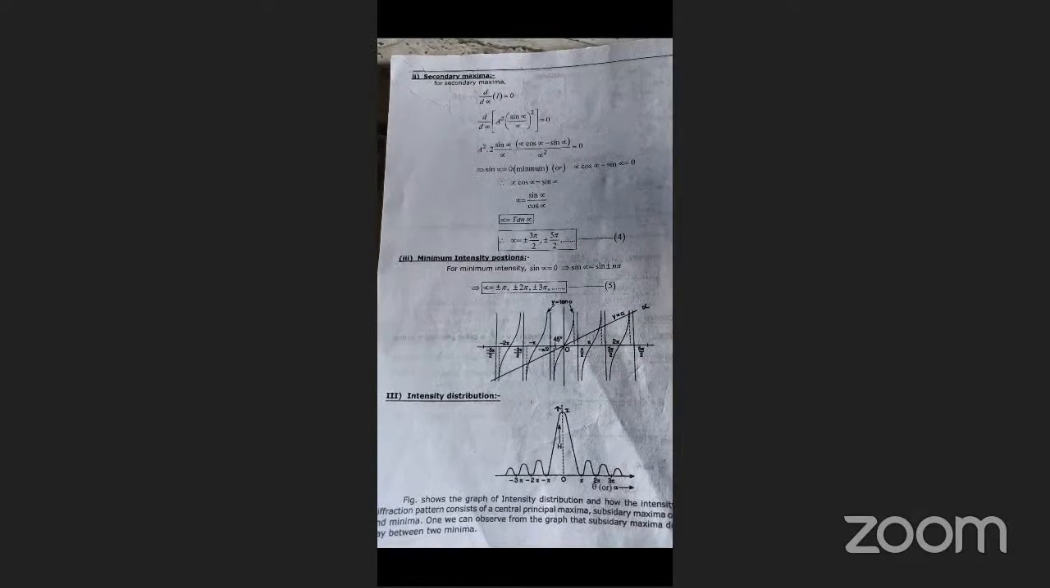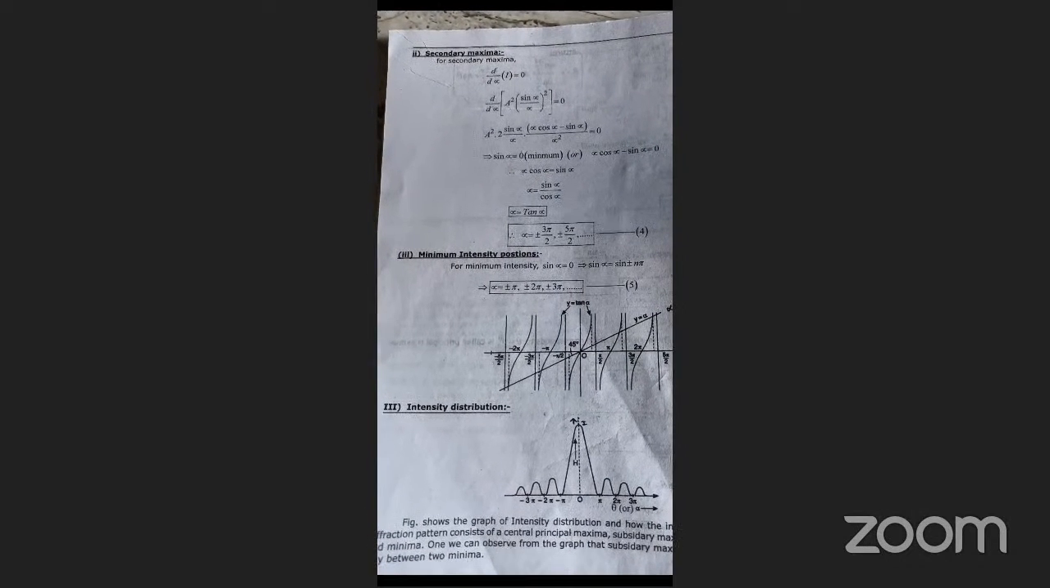And then the minimum intensity position. For minimum intensity, sin alpha is equal to 0. Instead of 0, we take sin of plus or minus n pi. Therefore, alpha is equal to plus or minus pi, plus or minus 2 pi, plus or minus 3 pi. The intensity maximum and minimum graph is shown in the figure now.